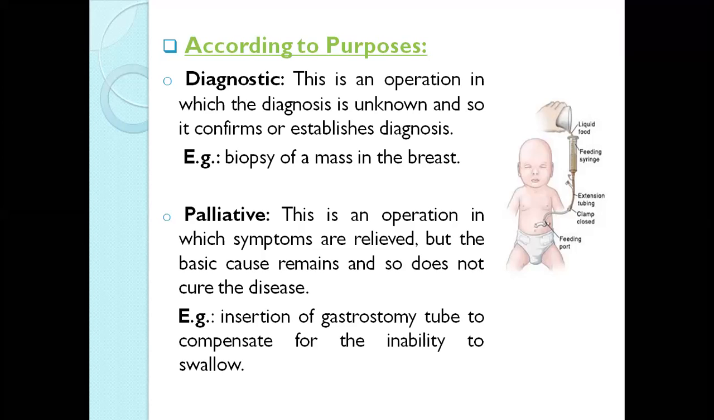The second is palliative. This is an operation in which the symptoms are relieved, but the basic cause remains, and so it does not cure the disease. Whenever we say palliative, it is a situation where the patient is already in the last stage of his illness. For example, a cancer patient who is already in the fourth stage of cancer. In this type of patient we cannot cure his problem, but we will try to reduce the symptoms.